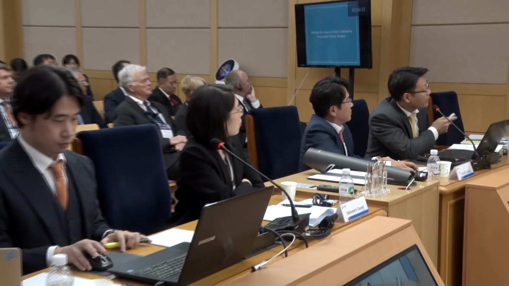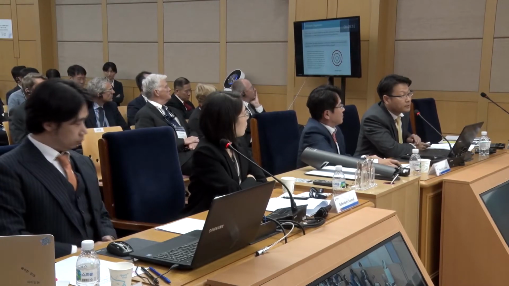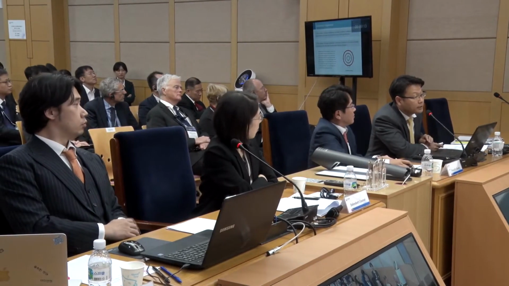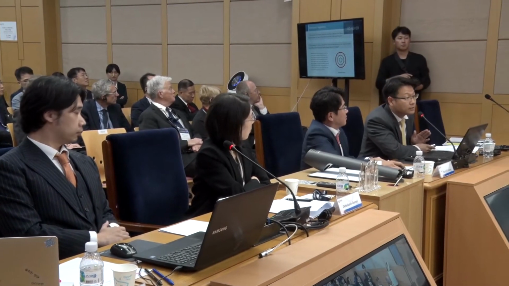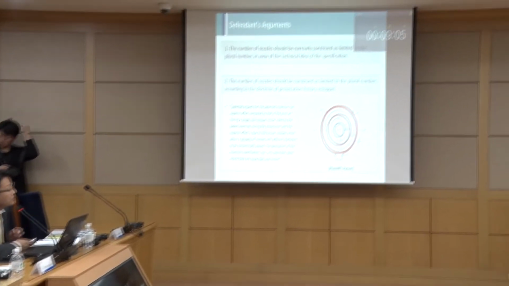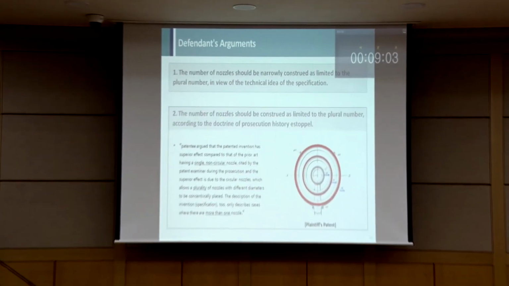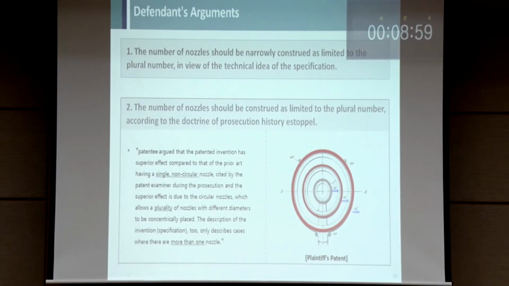Basically, the first issue is about the circular nozzle unit limitation. Defendants are making this argument invoking two legal theories. The first theory is that the specification disclosed only multiple nozzle embodiments. But that argument is pretty weak and should fail.